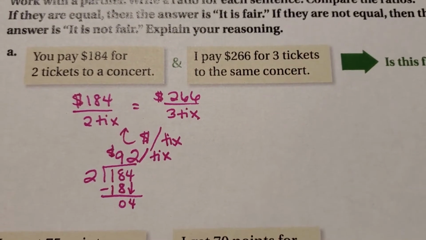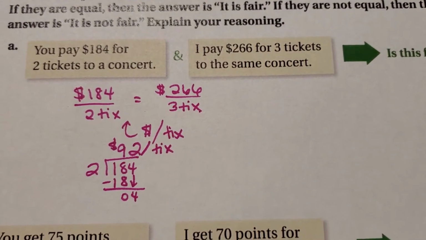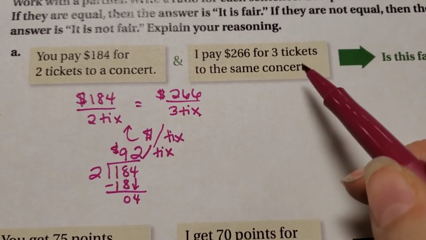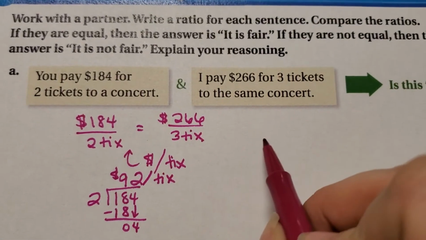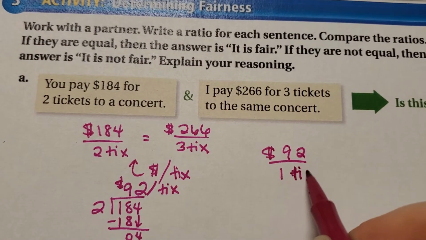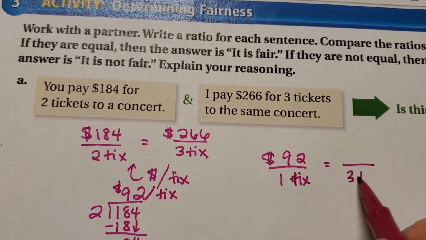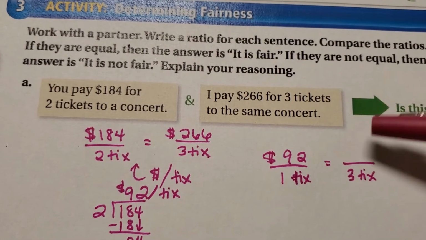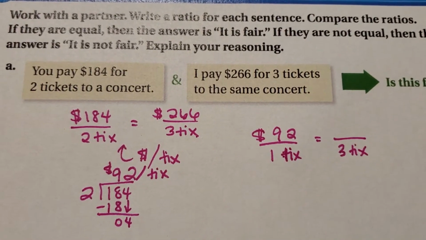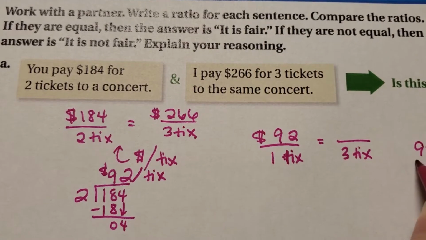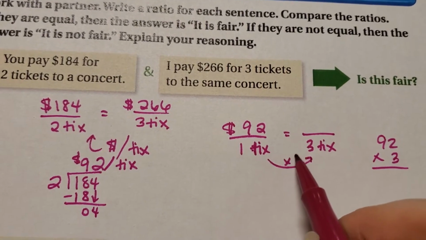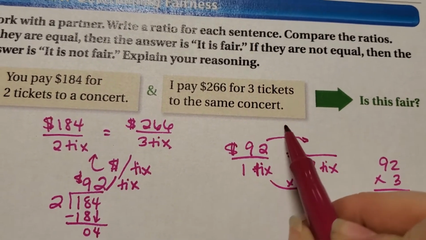Now we're going to do the same thing that we did during the warm-up today and in yesterday's assignment in class. We're going to figure out what's going on here. Am I being treated fairly or unfairly? So you're going to take this dollar amount. We have $92 per one ticket. And I want to know, with me buying those 3 tickets, what was the price going to be? So you need to take the unit rate here, and you need to find out. Because if I multiply the denominator by 3, I have to multiply the numerator by 3.